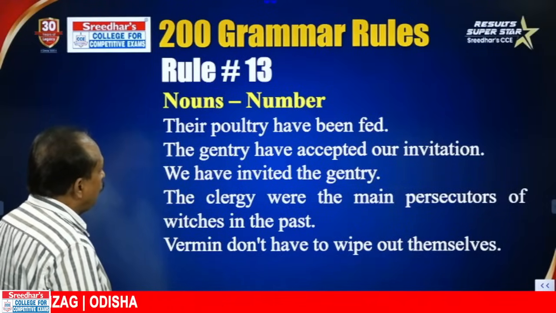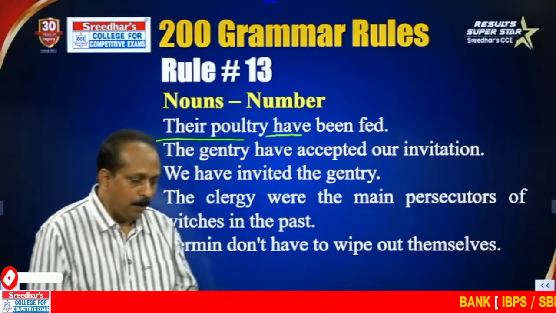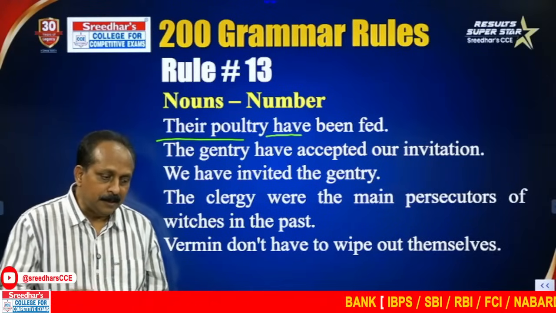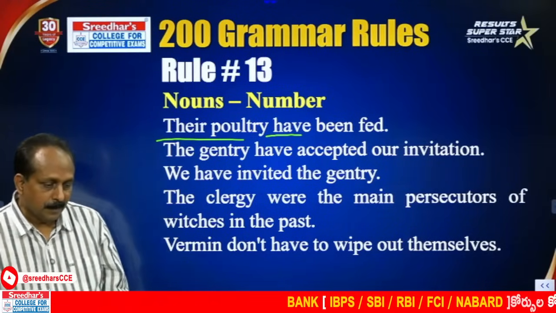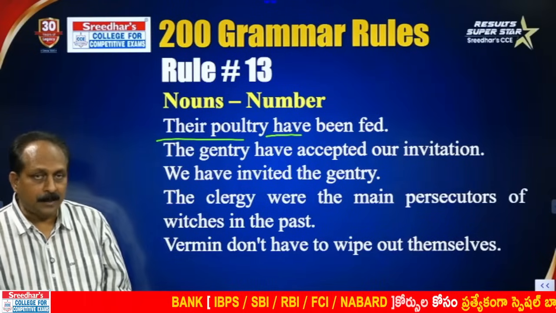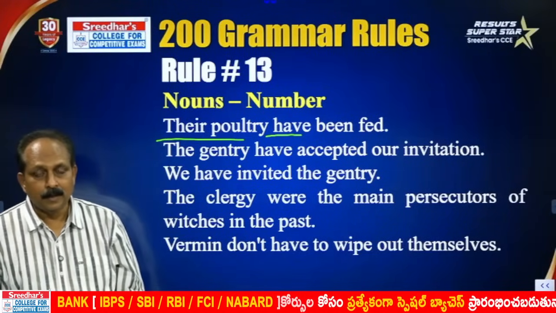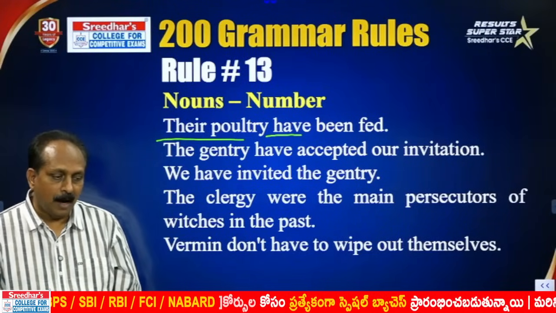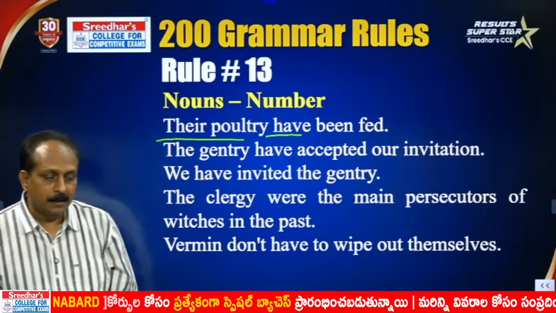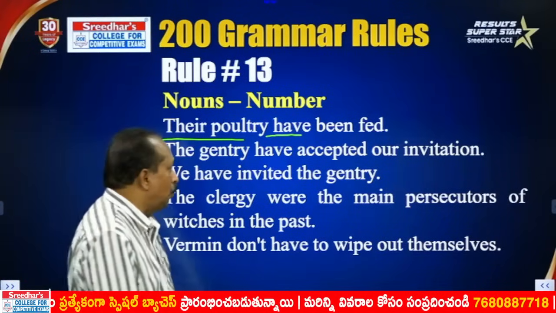Their poultry have been fed. Poultry, singular form, has a plural verb. Have been fed. Answer my question, which tense is that? Present perfect tense. Active voice or passive voice? Passive voice. They have fed the poultry is active voice; the poultry have been fed is passive. Feed, fed, fed. Those patterns are very important, you have to know.